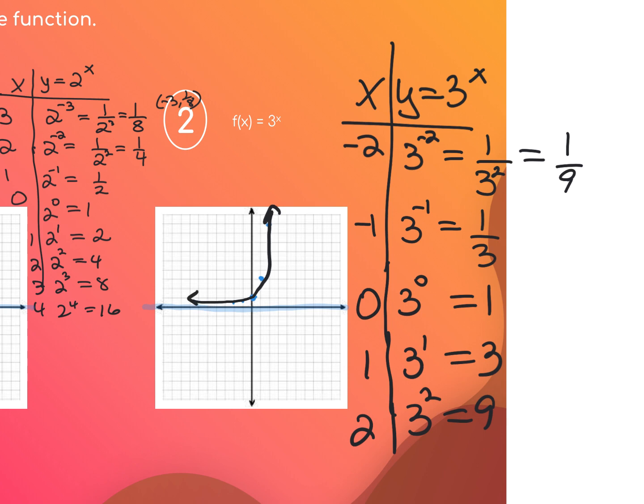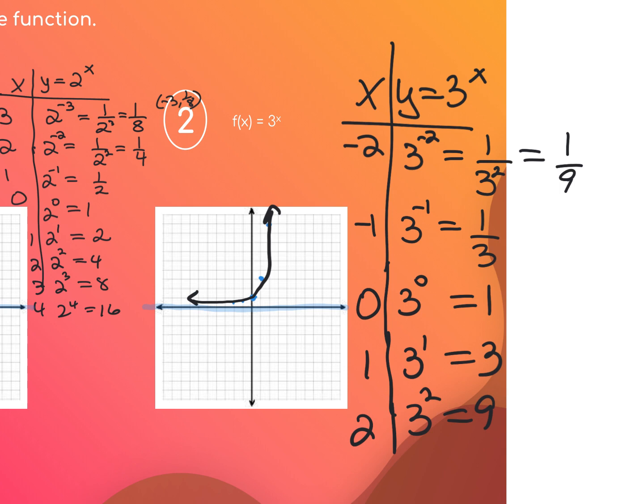Again, you only need to put the ordered pair 0, 1, and then 2 other ordered pairs. You don't need to do a whole bunch. If you choose to, you can, but it's not required. So notice they're all taking on this same shape when this base is a number that's greater than 1. It's not a fraction. Let's try another one.